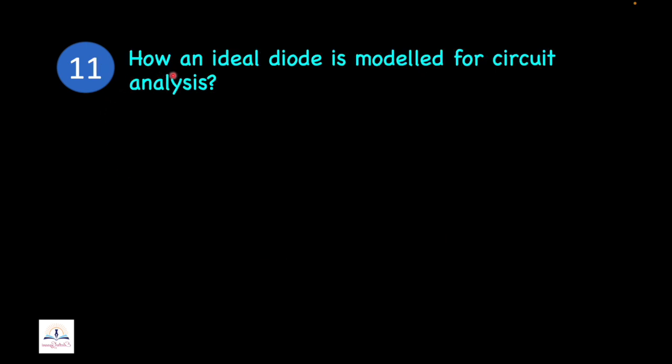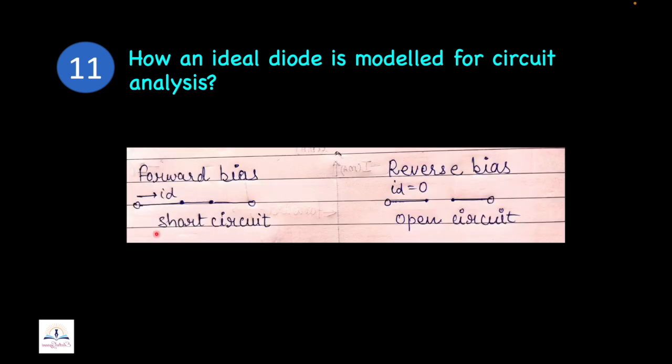Question 11 is how an ideal diode is modeled for circuit analysis. As we have seen its IV characteristic, so the ideal diode is replaced by short circuit when it is forward bias and it is replaced by open circuit when it is reverse bias.